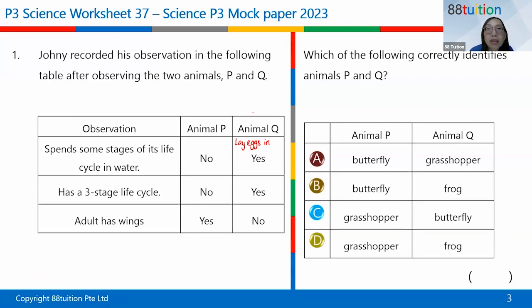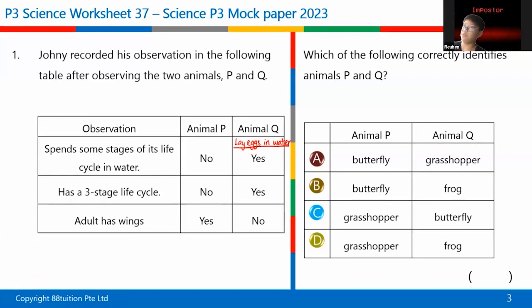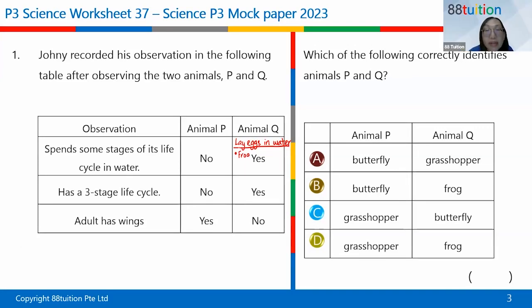Okay, excellent answer, Evan. Ruben, you only have one answer. There should be a second one. Would you like to try it for the second one? All right, lay eggs in water. That will be... I put mosquito as well. Say again. I put it in the other one. You put it in the other one.